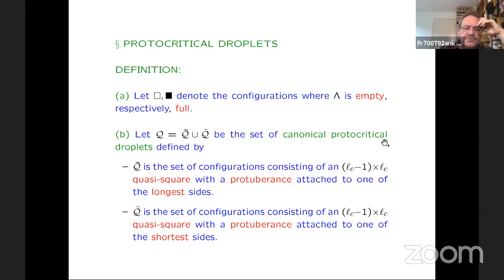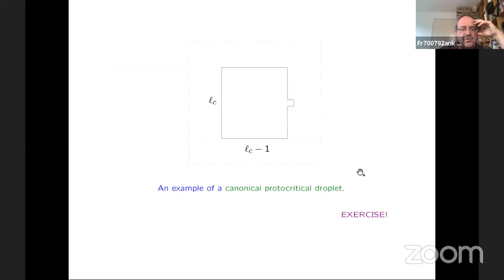And there are certain nice protocritical droplets. One is an LC minus one times LC quasi-square with a single protuberance attached to the longer side. And there's also a version where this protuberance is attached to one of the shortest sides. So either the side of length LC or the side of length LC minus one. And here's a picture of an example of a simple protocritical droplet, which we call the canonical protocritical droplet. And this shape is one of the shapes lying on the saddle point between the empty and the full set.